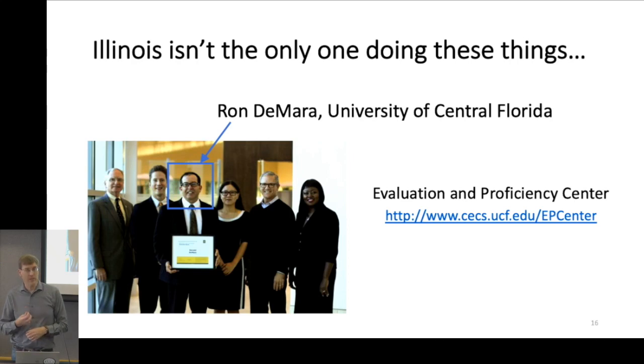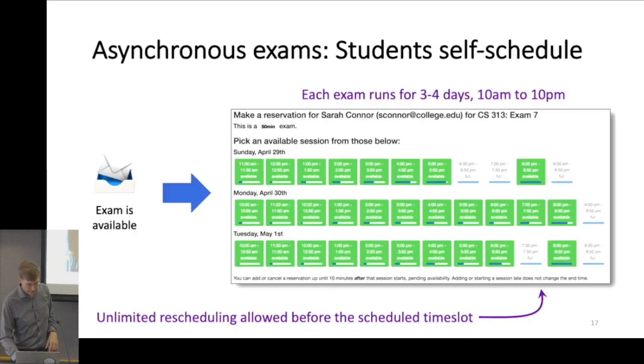But it suggests to me that what we're doing is not entirely Illinois specific, that it's general enough to be useful at other campuses. This is actually him winning an award, a campus level award, for building the EPC at the University of Central Florida. Okay, so what is the flow like?